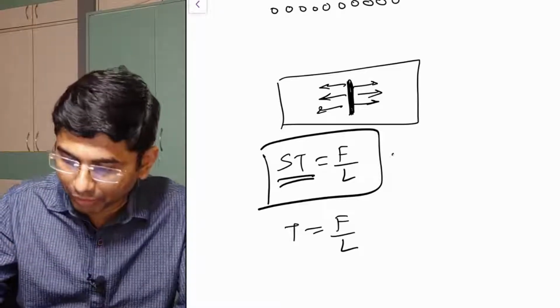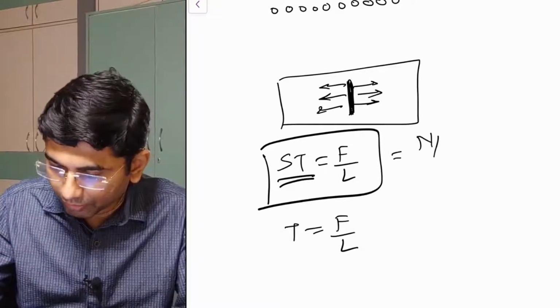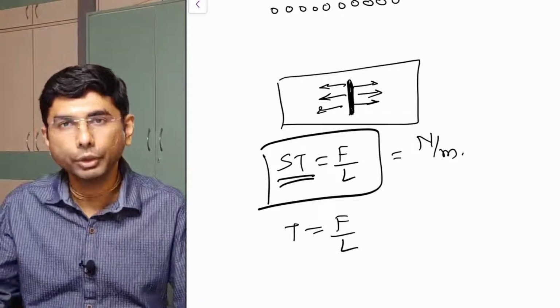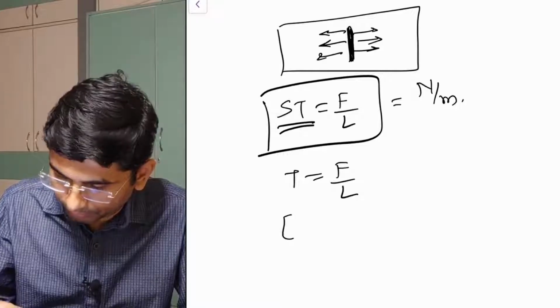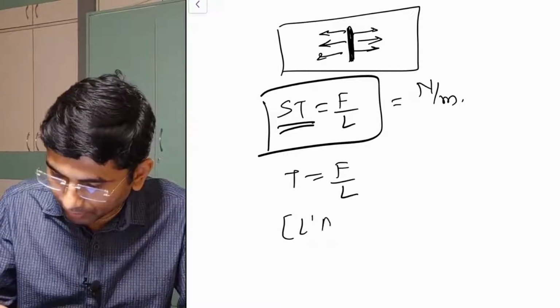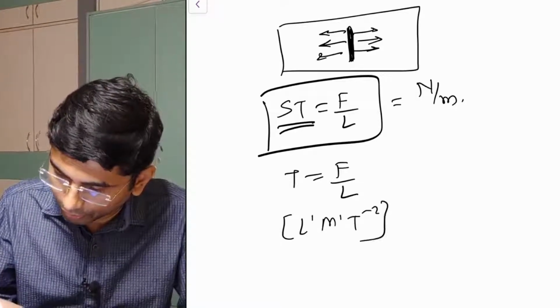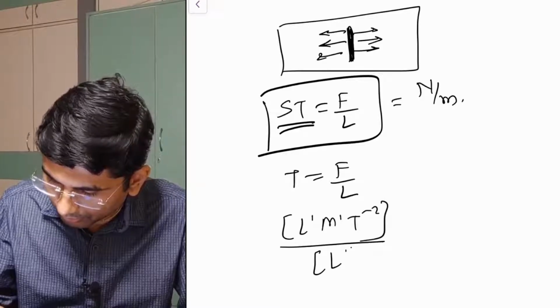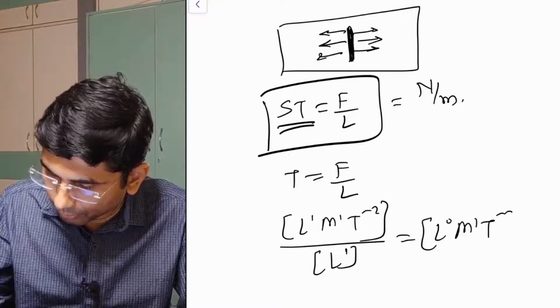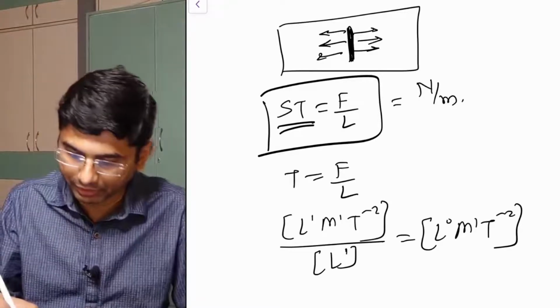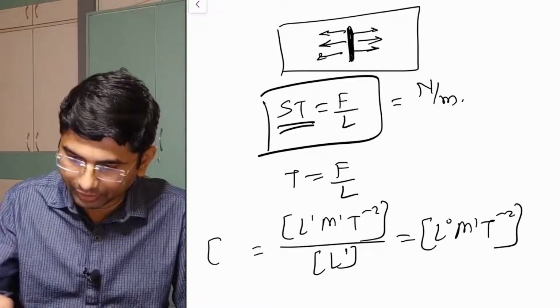Now force upon length means what? Its unit will be Newton per meter. And if I consider its dimension, force dimension is L1 M1 T raised to power minus 2. Dimension of length is L1, and therefore its dimension will be L0 M1 T raised to power minus 2. This is the dimension of surface tension.